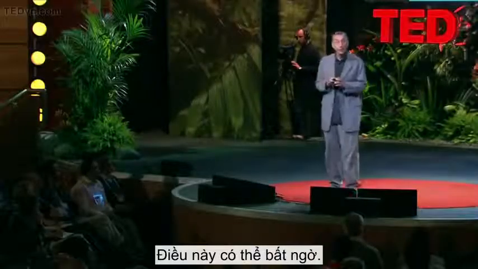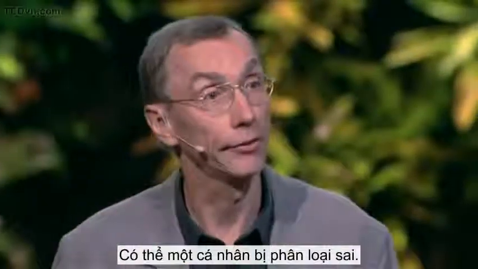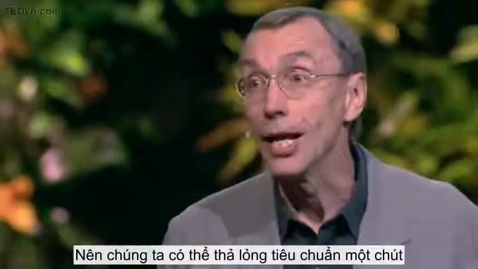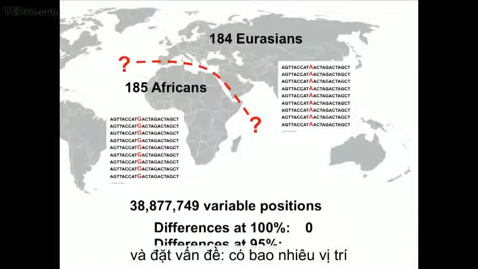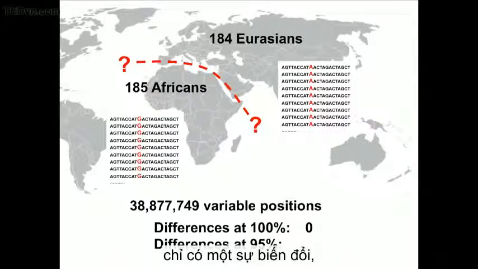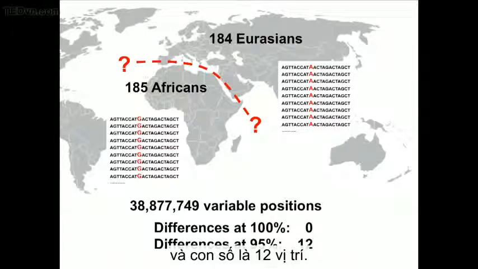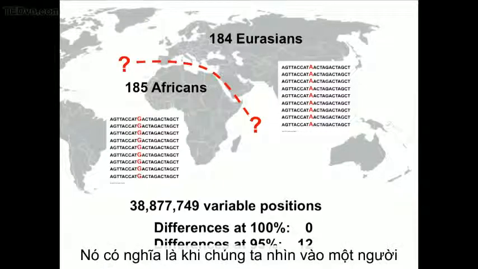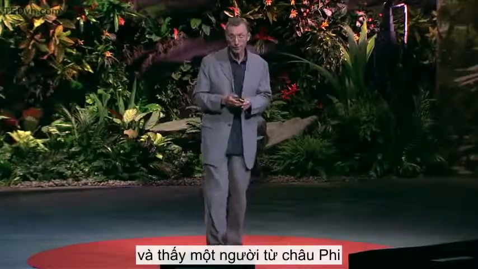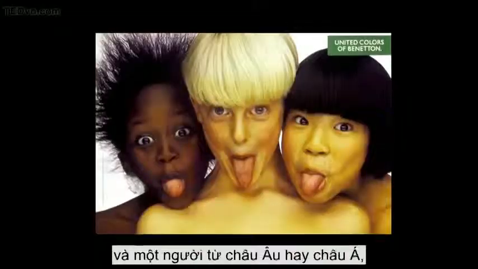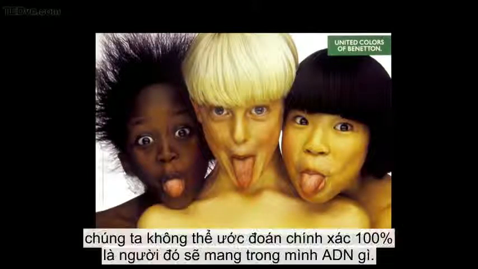This may be surprising. Maybe a single individual is misclassified, so we can relax the criteria a bit and say, how many positions do we find where 95% of people in Africa have one variant, 95% another variant, and the number of those is 12. So this is very surprising. It means that when we look at a person from Africa and a person from Europe or Asia, we cannot for a single position in the genome with 100% accuracy predict what a person would carry. And only for 12 positions can we hope to be 95% right.